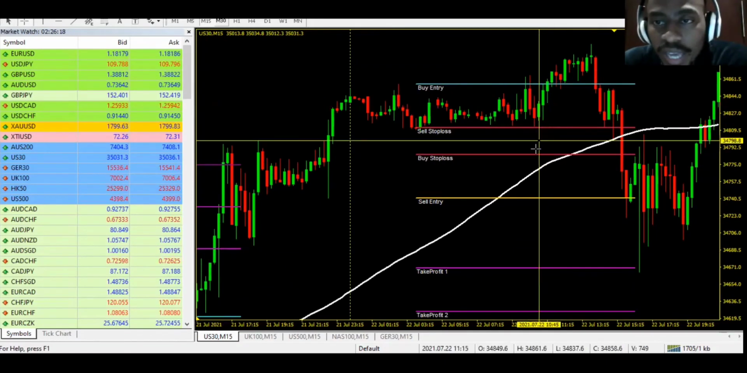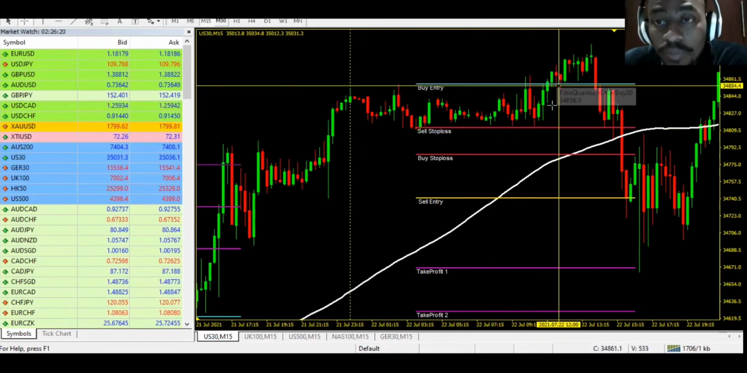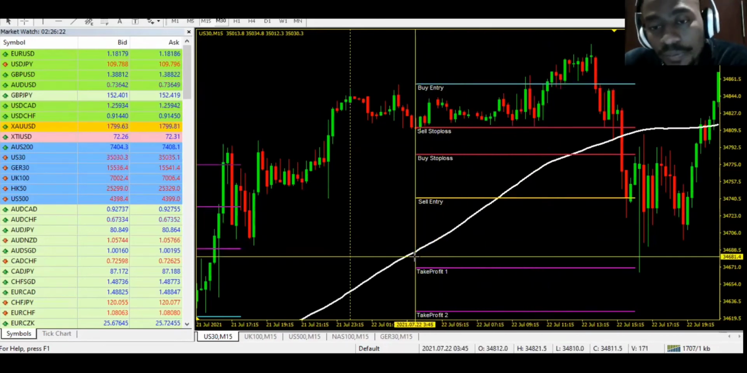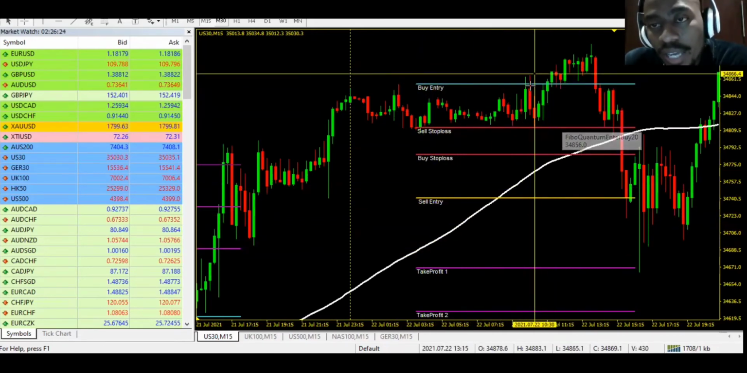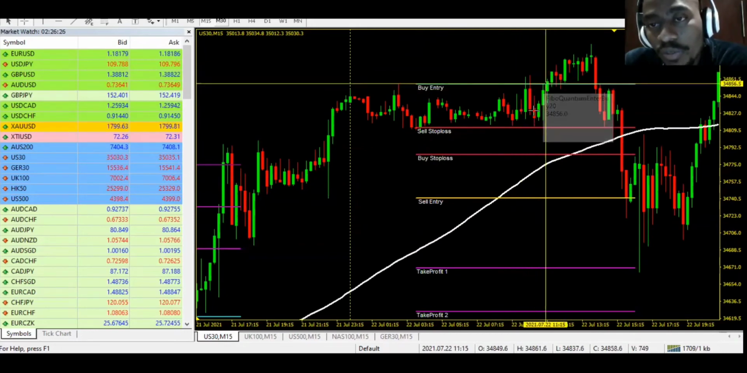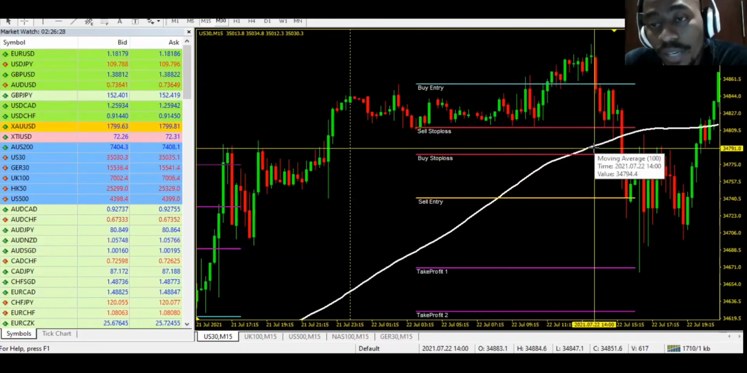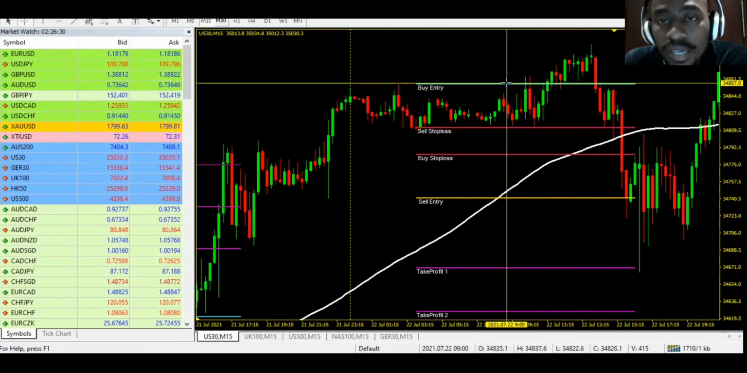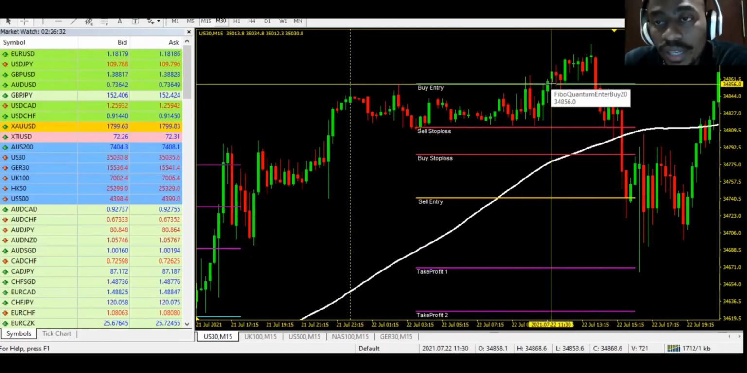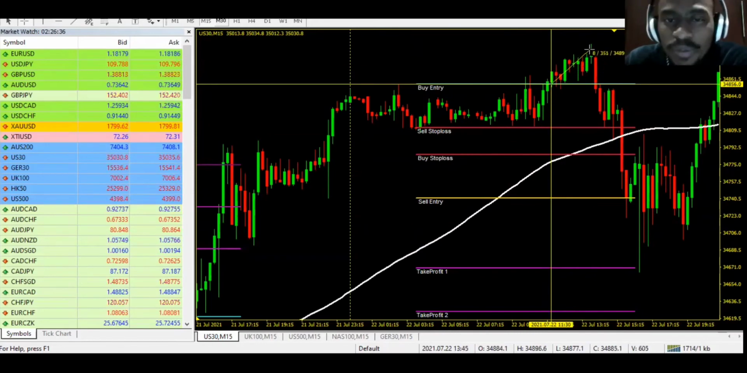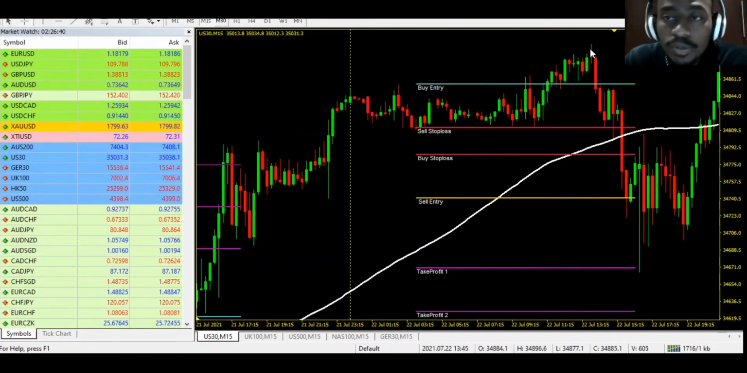So let's just look at what happened here when the buy entry was triggered. As you can see, at this particular moment when the price was triggered, it was above the 100-period moving average. The buy entry was triggered right there, and then the market did go into profit for a little while, maybe for an hour or two. In that hour or two, you would have been able to shift your stop losses to break even.